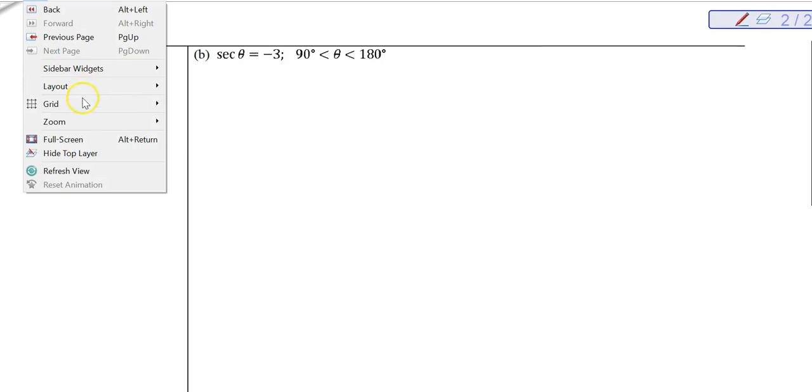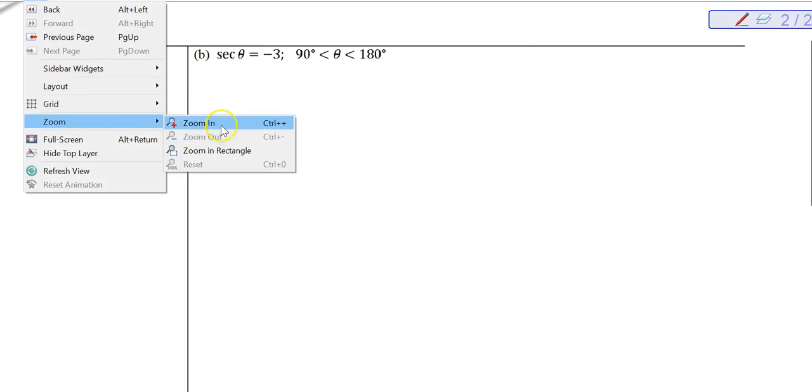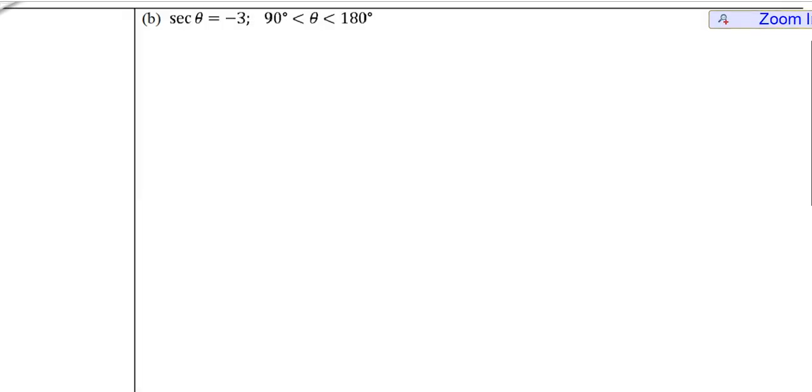So here we have the problem where we've been given some values or some conditions. Secant of theta equals negative 3. And theta is between 90 and 180, which means it's in quadrant 2. And we're still under the same instructions where we're finding the sine of 2 theta, the cosine of 2 theta, the tangent of 2 theta.